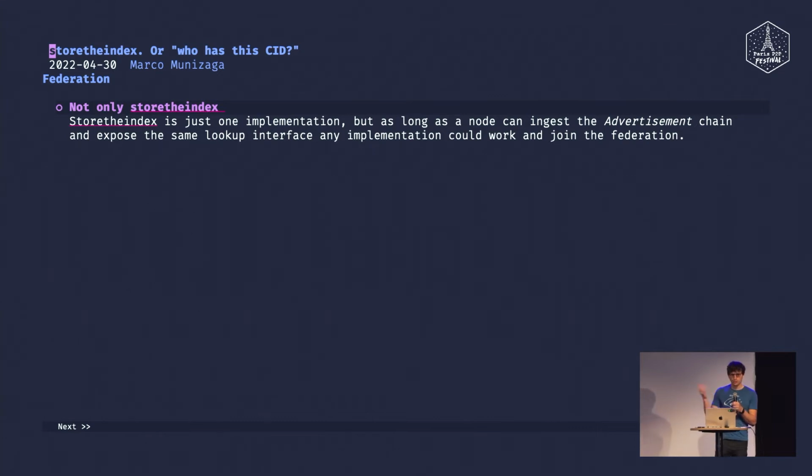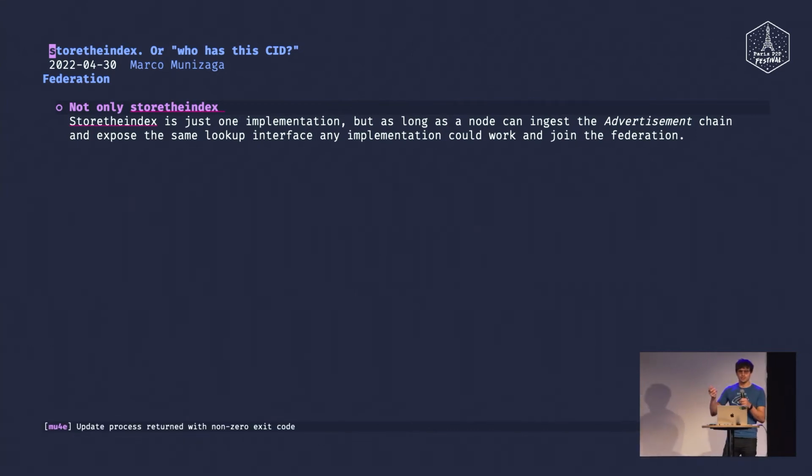But the index is just one implementation. If another node does something similar, it processes the advertisement chain the same way, and it provides this query interface. There's no reason the federation only has to store the index. Someone could go ahead and write a Rust implementation or some other implementation, or something that just uses cloud building blocks. That would work fine and could be part of the federation.